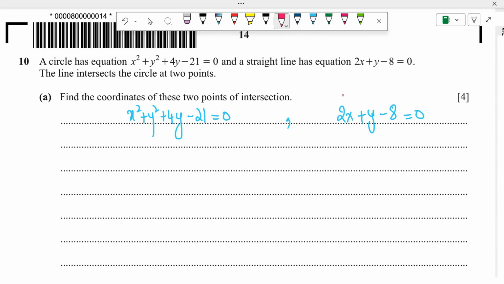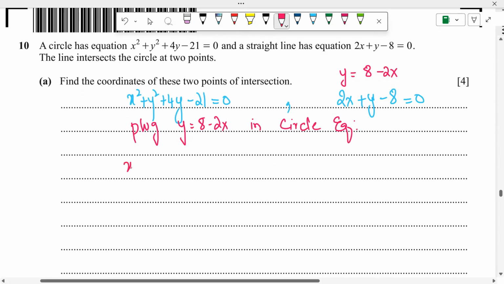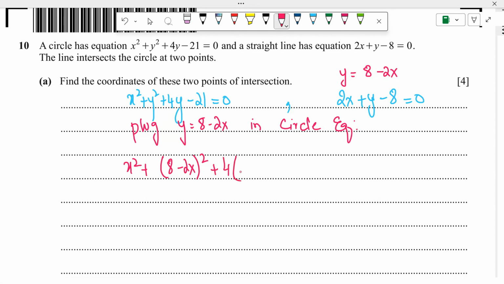So from the equation of the line, y equals 8 minus 2x. Plugging this value of y into the circle equation: x² + (8 − 2x)² + 4(8 − 2x) − 21 = 0.